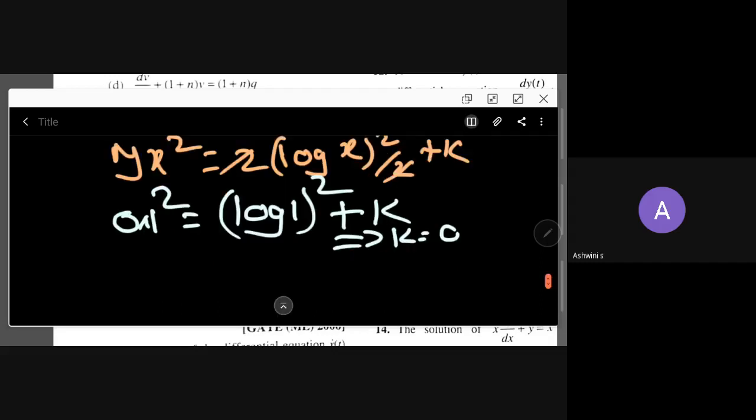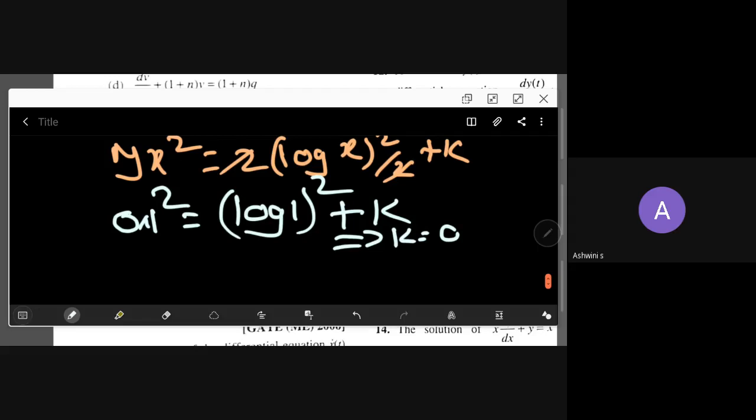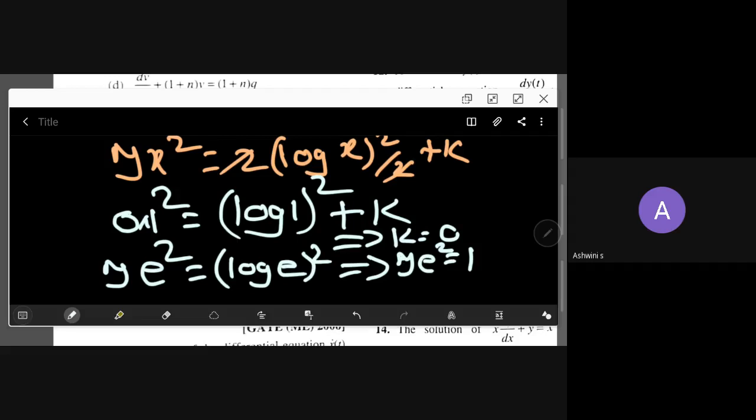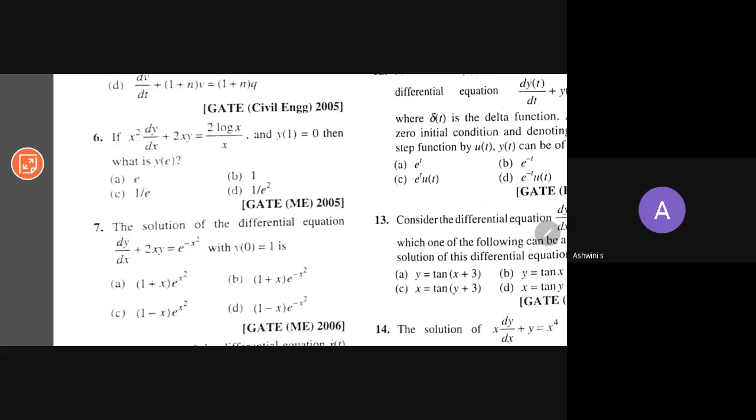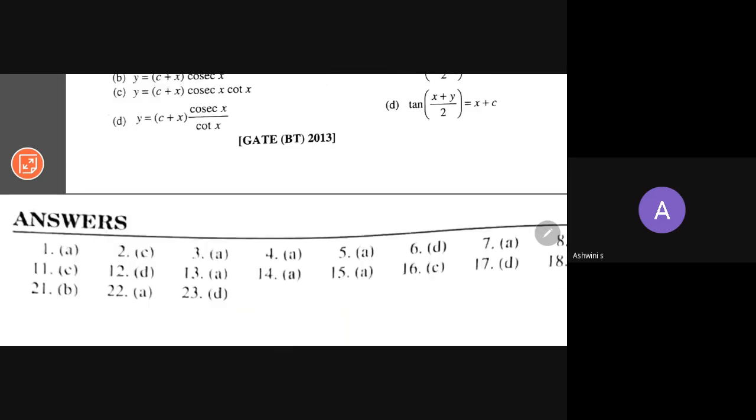I don't know what y is, but e square is there. x is e square. So in place of x you have e whole square. Anyway, k is 0. So log e square, log e to the base e is 1, and 1 square is 1. So you are getting y into e square as 1. So y is equal to e power minus 2, that is 1 by e square. 1 by e square, D is the answer. For the sixth question, D is the answer, right?